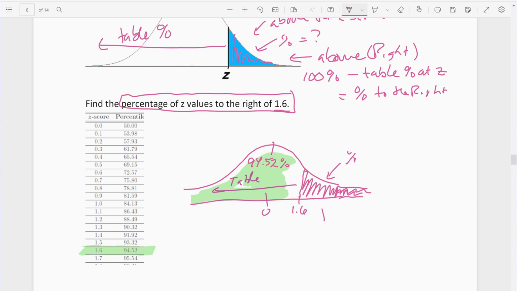We want to find the area where you take 100% minus the table value, and that will leave me with the percent that I'm asked to find. So you take 100% minus the 94.52 found in the table, and that means this area above to the right is 4.48%. So 4.48% of the values land above a z-value of 1.6.